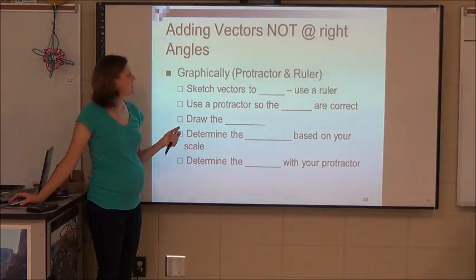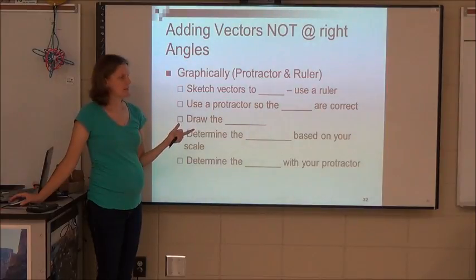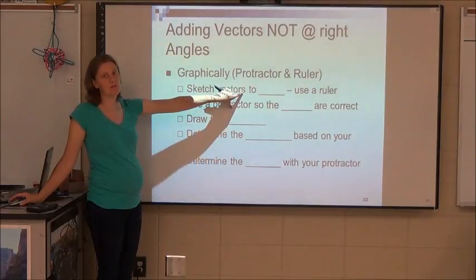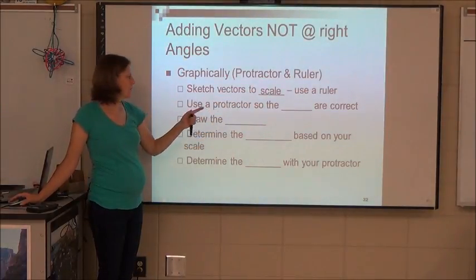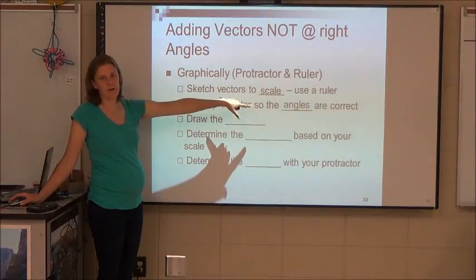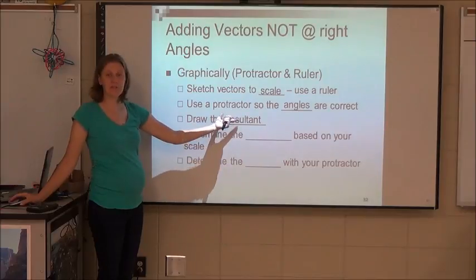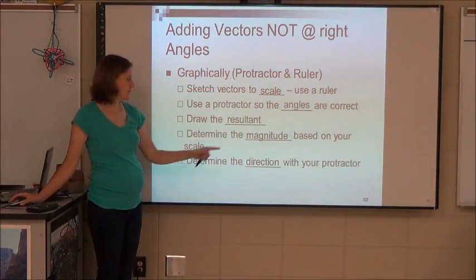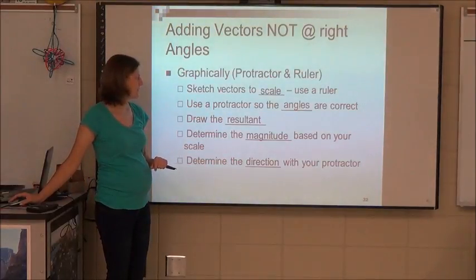But if they're not at right angles, we have first an approximate technique, which again, some of you may have done in 9th grade, and that's just using a ruler and a protractor. We'll sketch the vectors to scale with the ruler, we'll draw out a correct angle with the protractor, we'll still sketch our resultant, and we'll determine the magnitude and direction based off our scale with the ruler and with our protractor.